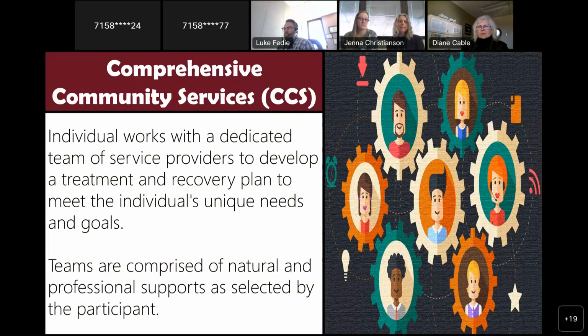So participants in CCS are supported by their team to really identify what their own goals are for recovery. And then with that, they have services that help them to meet those goals so that they can have the kind of life satisfaction that they're hoping to achieve. Teams include the professional providers and also natural supports. For some people, they choose to have a family member on the team. For children, of course, there'd be family members, lots of times teachers, maybe principals, school psychologists. Some people in recovery choose to have their sponsor on the team. It's really whoever they choose to help them with their recovery.